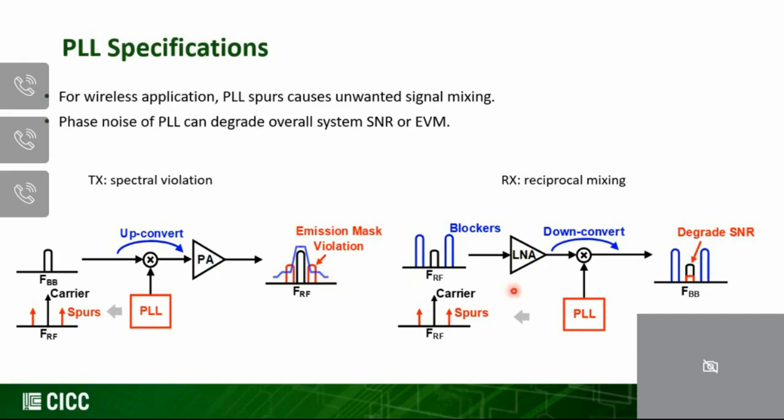On the receiver side, as we can see, if we have the spur right here, and if we have some blocking signals next to your desired signals, we could also down-convert those blocking signals back to the baseband. And once those unwanted signals are down-converted to the baseband, if we look at the in-band signal to noise ratio, it wouldn't be good. A lot of times it can degrade the performance of this wireless communication. Or in other words, the EVM performance of the system can be very poor.